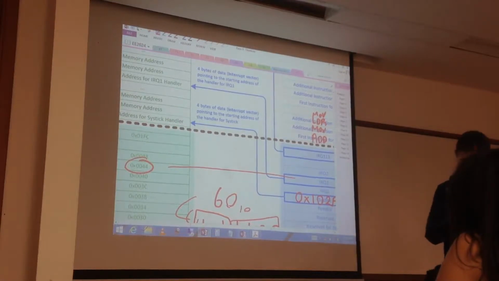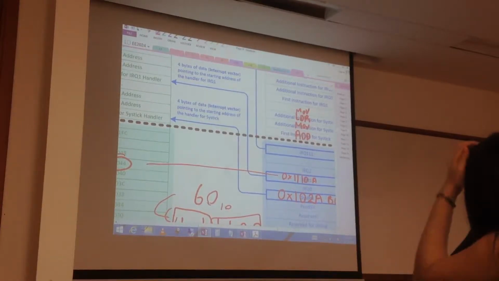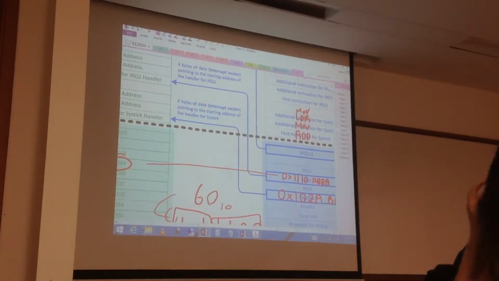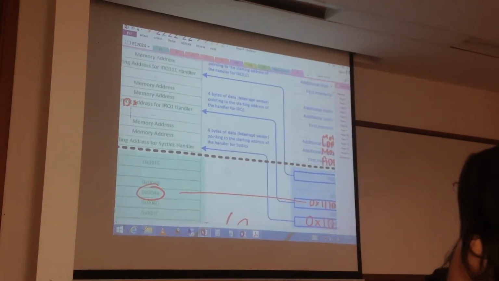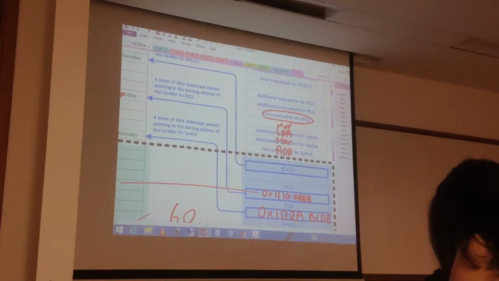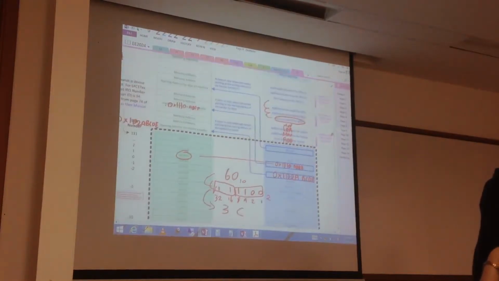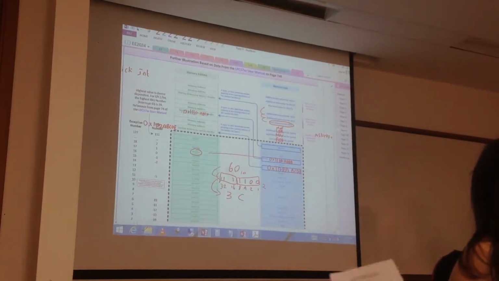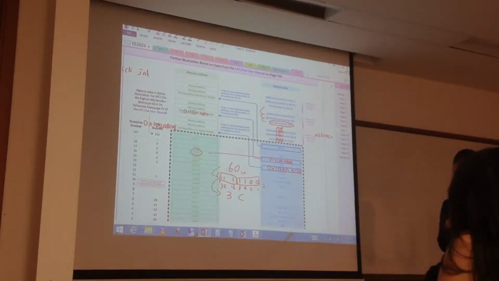So here you will have the starting address for IRQ1, which is the starting address for the timer handler function. For example, 0x1110ABCD. If we look for that address somewhere here, maybe it is here, it has a first instruction, meaning the first thing it needs to do, and it proceeds on. So this is the purpose of the vector table. Is it clear for everyone? Meaning, if you have an interrupt, it tells you the starting address of the handler function for that interrupt.